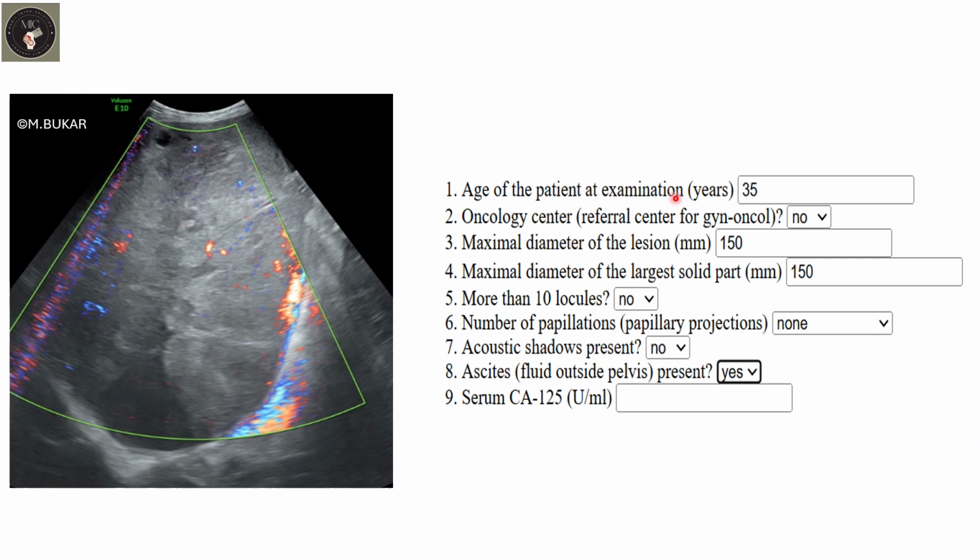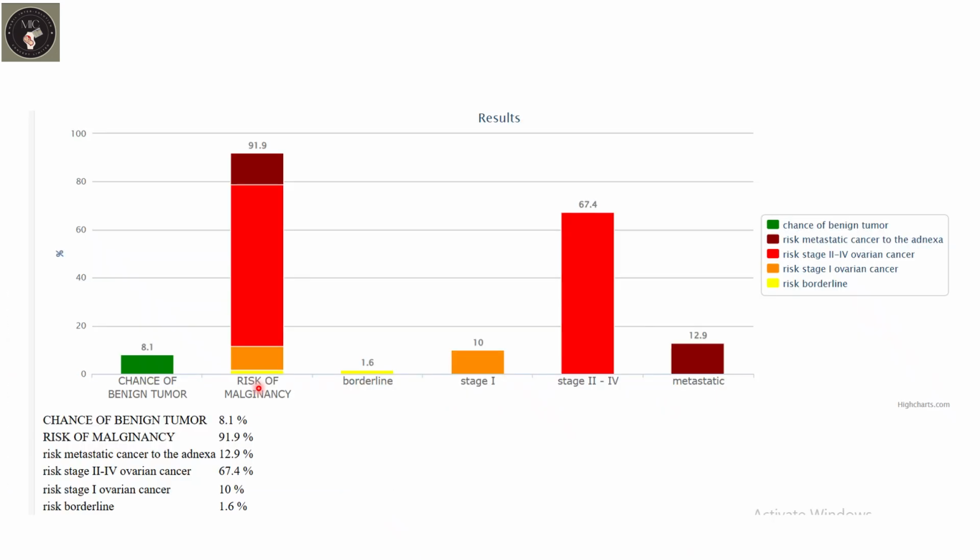I inputted all this information into the IOTA ADNEX model. And the result is that the risk of malignancy in this case is about 92%, with the highest risk for stage 2 to 4. But remember that the IOTA models are not validated in pregnancy, but this is the best objective tool available today. And I don't see why it cannot be used in pregnancy, because a solid lesion in the non-pregnant is still a solid lesion in the pregnant.